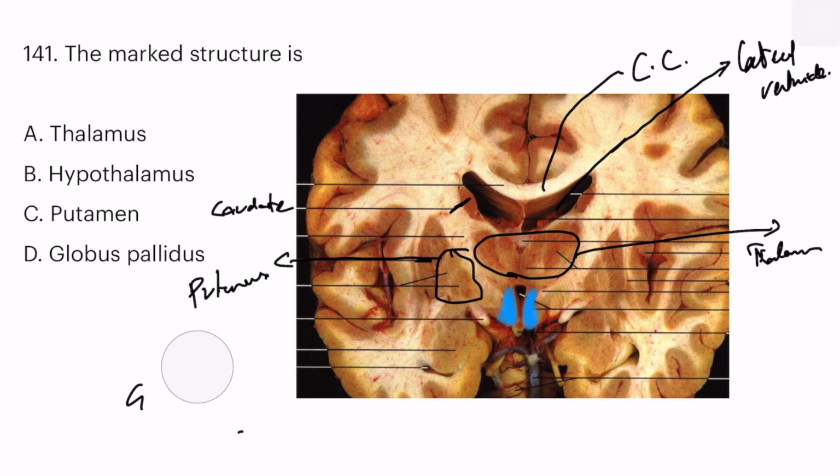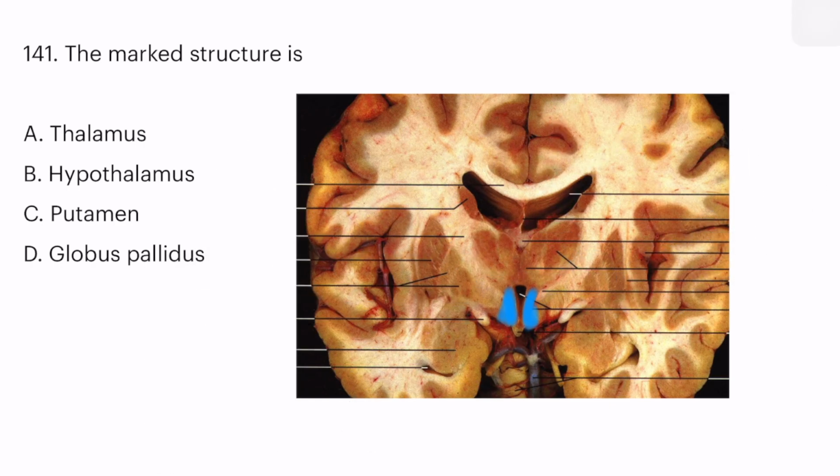I'll clear and show you once again. This one, corpus callosum, lateral ventricles, thalamus. This is the lentiform nucleus. If we see separately, this is the putamen and globus pallidus. And this one is the claustrum. They may ask you about the claustrum, so study this one properly. And below the thalamus, the marked portion is obviously the hypothalamus.